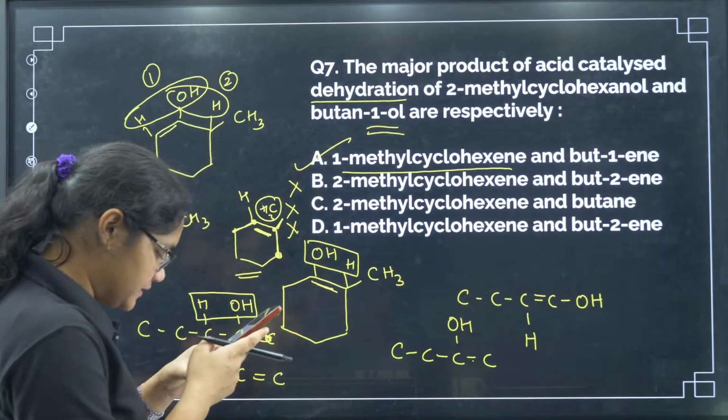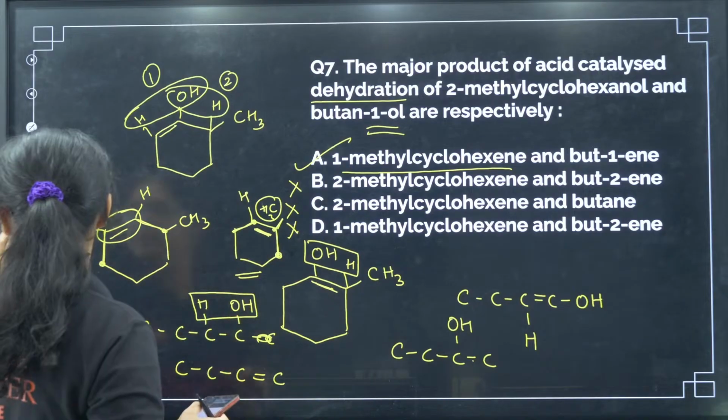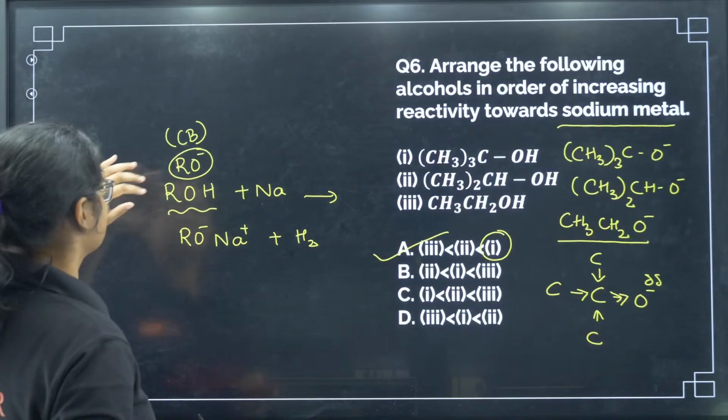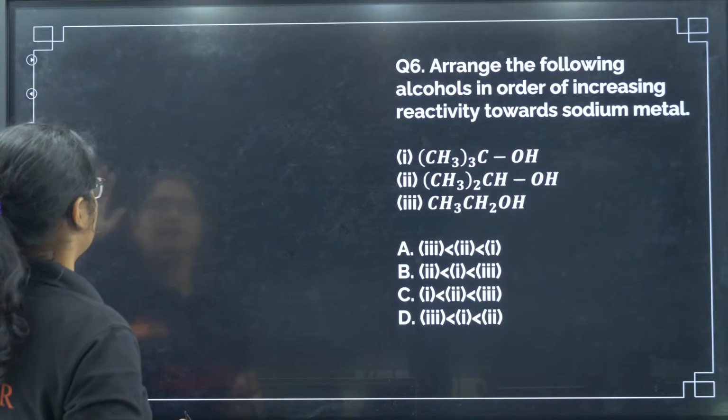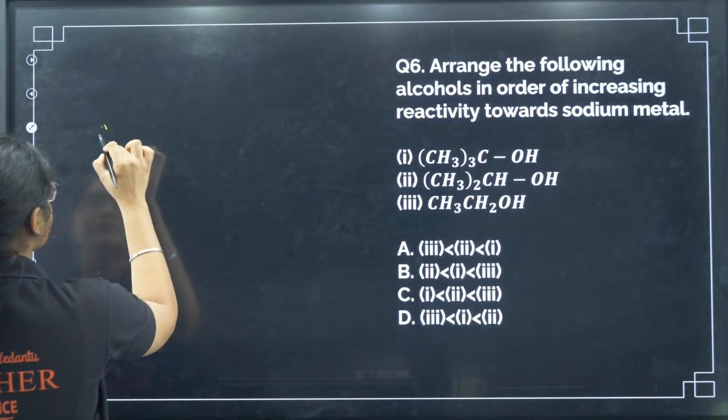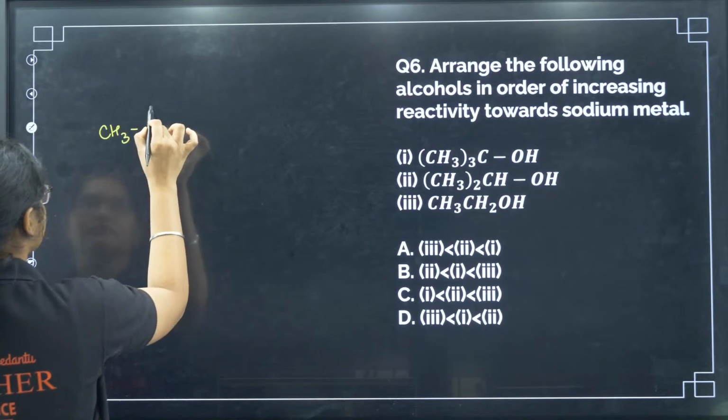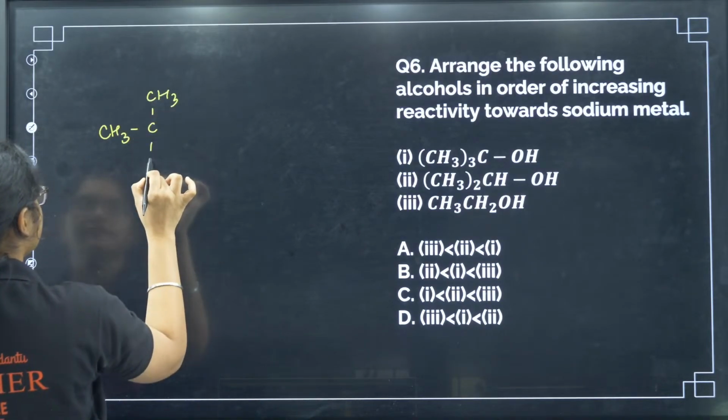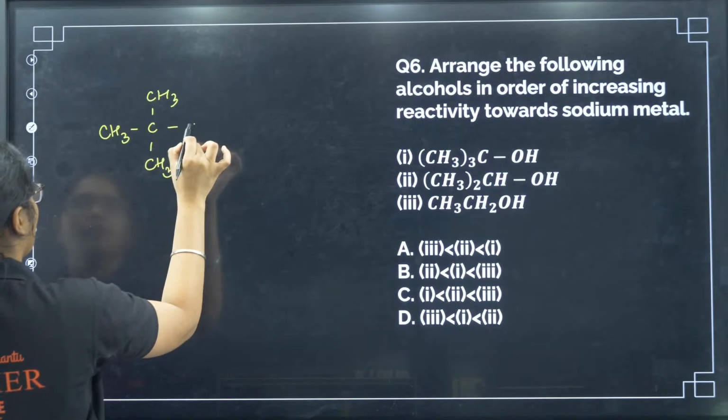Yes, I hope this is clear. Prakash, conjugate base 1. Okay, question number 6. So Prakash, see here. See what all things you will get here. CH3 for the first one, CH3, CH3, O minus, right?